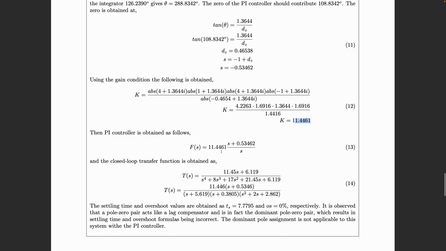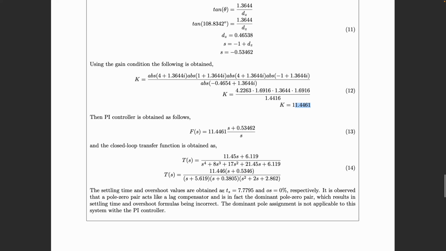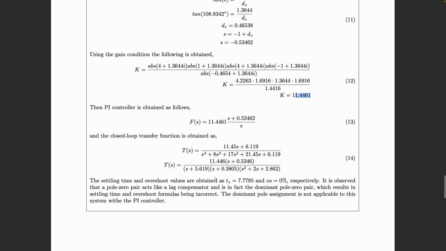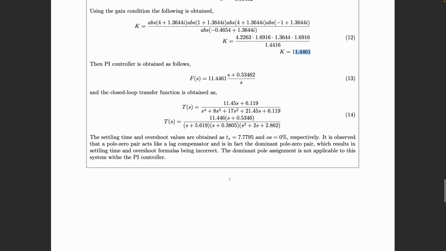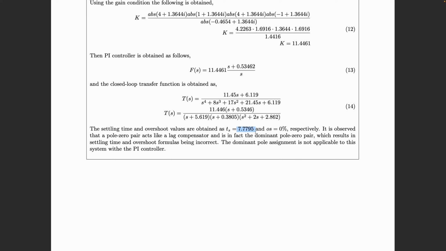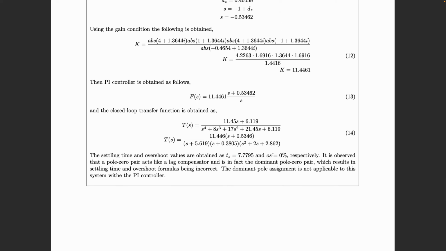The resulting PI controller looked like this. The resulting closed loop transfer function and pole-zero map look like this. Unfortunately, the values didn't end up being what we expected them to be. So we ended up with 7.77 seconds settling time and 0 overshoot. That was because of the almost cancellation that we had here.